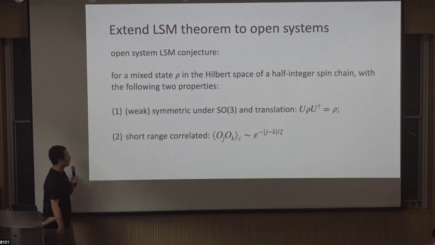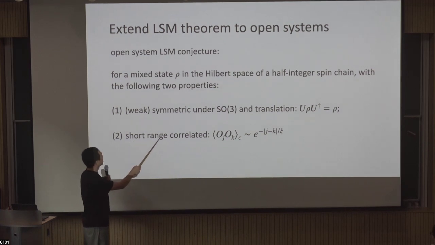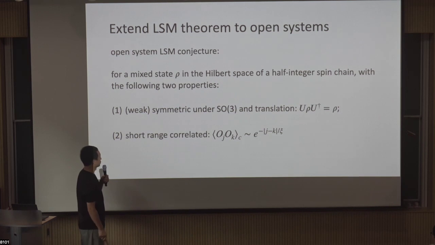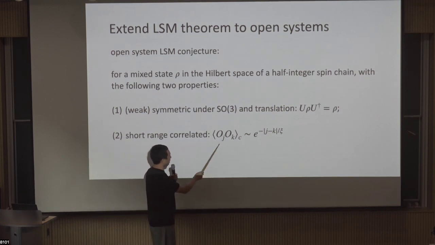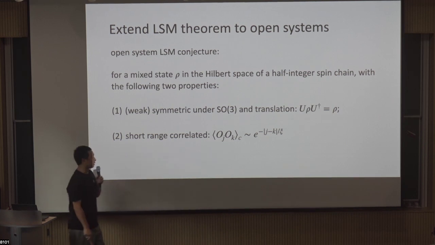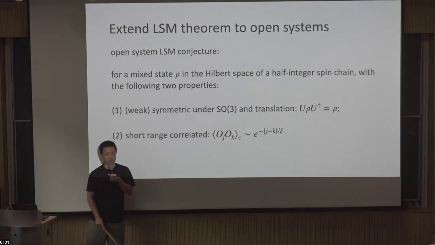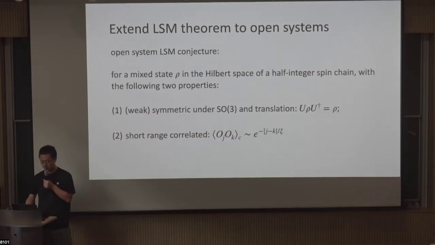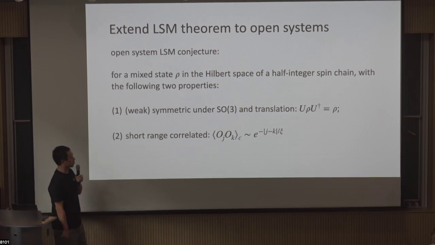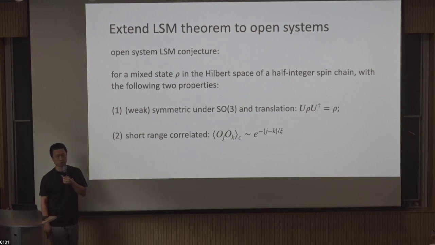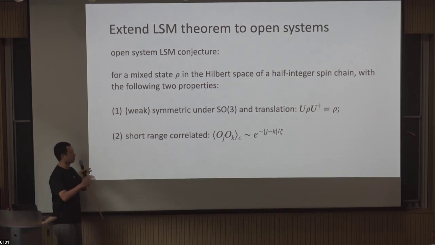The second is new. We further assume that our state described by this density matrix is short-range correlated. Here I'm using a more physically motivated notion: for any local operators, the connected correlation function should decay exponentially. If you prefer a more universal description, you can say the conditional mutual information decays exponentially with respect to the size of the middle part.